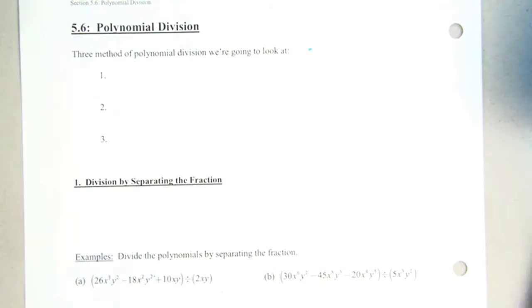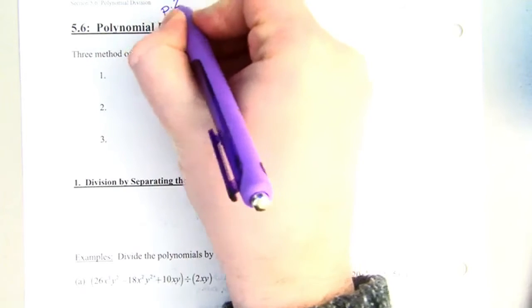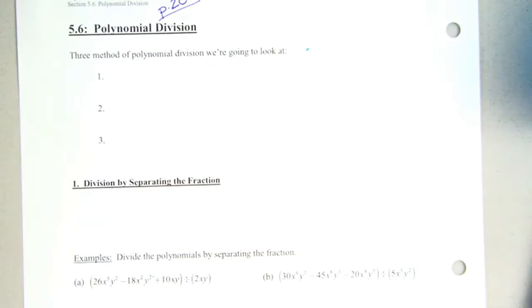Hello everyone, we're back and we're going to look at page 20 in the notes about polynomial division. We started off this unit by naming polynomials and looking at how to add, subtract, and multiply them. I told you we'd get to division, but it would be a little later because it's a little more involved. We're going to look at some methods of division today. We'll look at another method tomorrow.